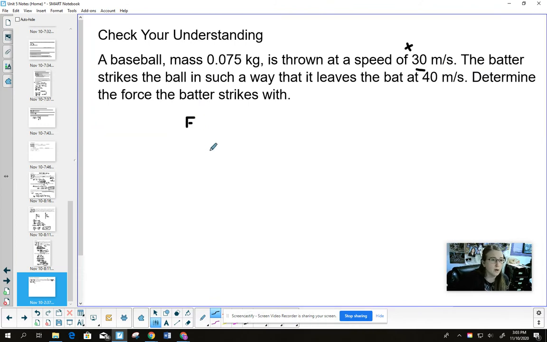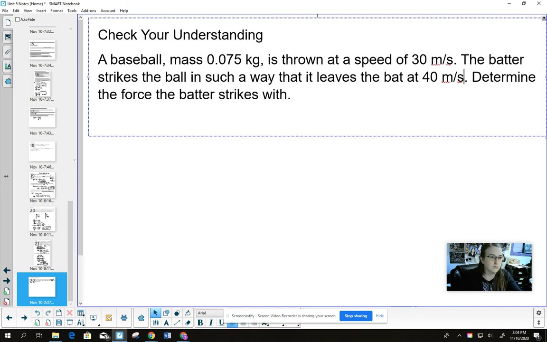Okay, so we're using impulse. Oh, wait. Oh, I need the time, don't I? Shoot. Let me go back. Okay. The batter strikes the ball in such a way that it leaves the bat at 45.